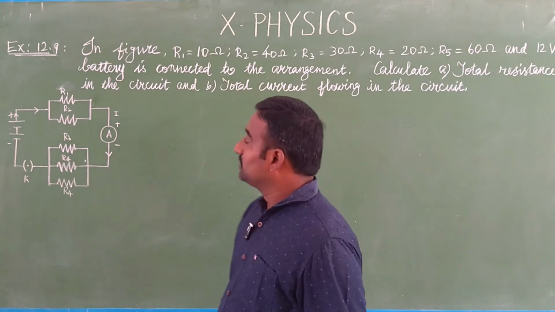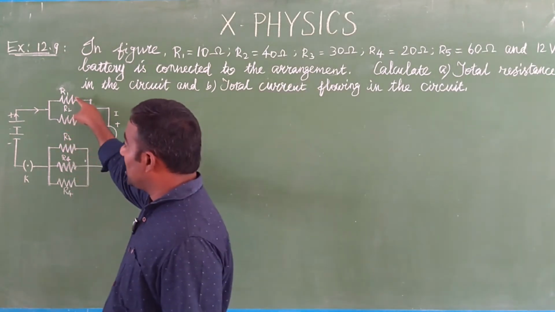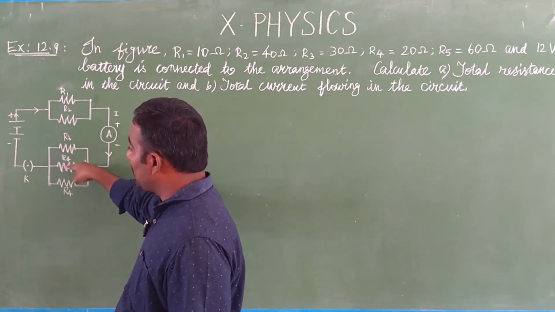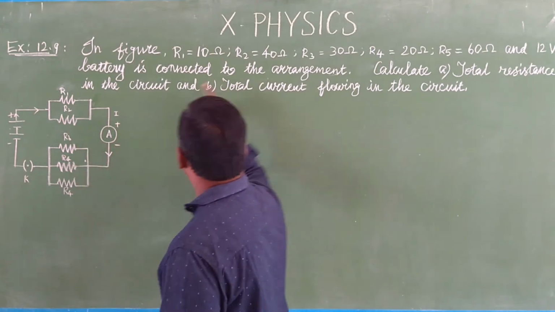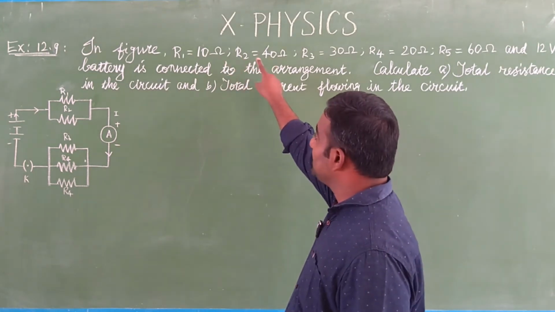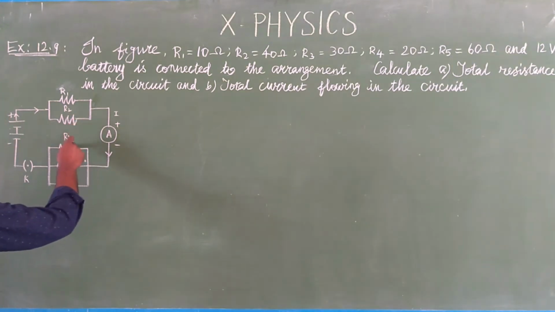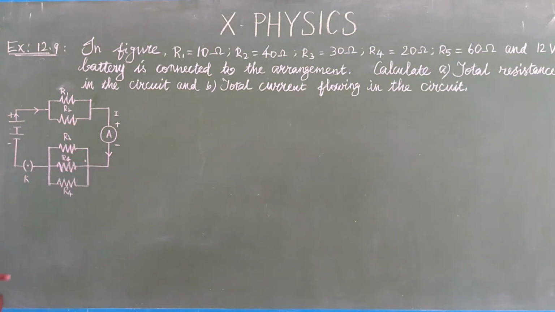Look at the figure. In this circuit, how many resistors are used? 5 resistors: R1, R2, R3, R4 and R5. The values of the individual resistors are mentioned here: 10 ohm, 40 ohm, 30 ohm, 20 ohm and 60 ohm. These resistors are connected to a battery of 12 volt.